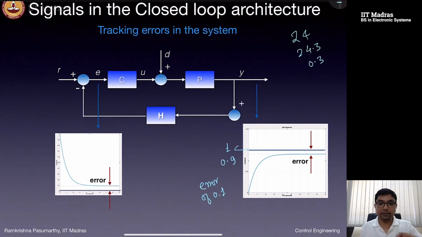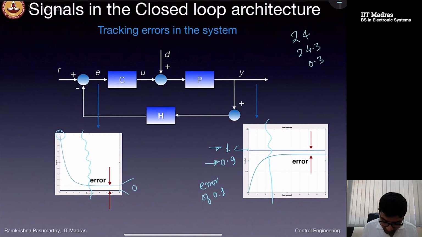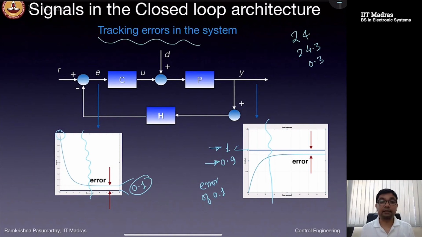Same thing, even the moment I switch my controller on, the plant output will still be 0. So I start with an error of 1, and then my steady state error, after all the transients have died down, because my reference is 1, actual is 0.9, this reflects nicely in the error signal being of a value of 0.1. Okay, so this phenomenon is called tracking error.